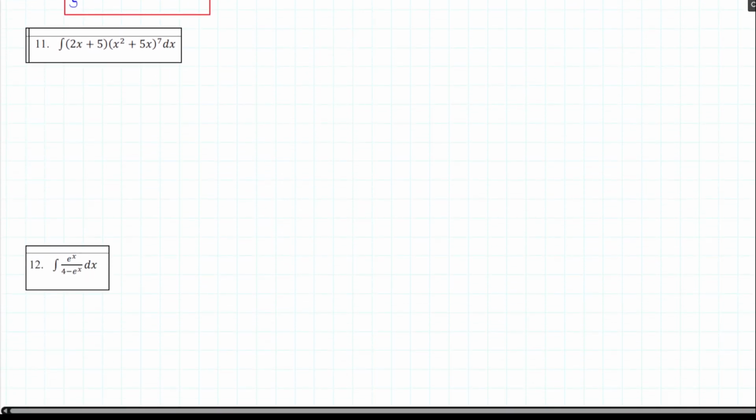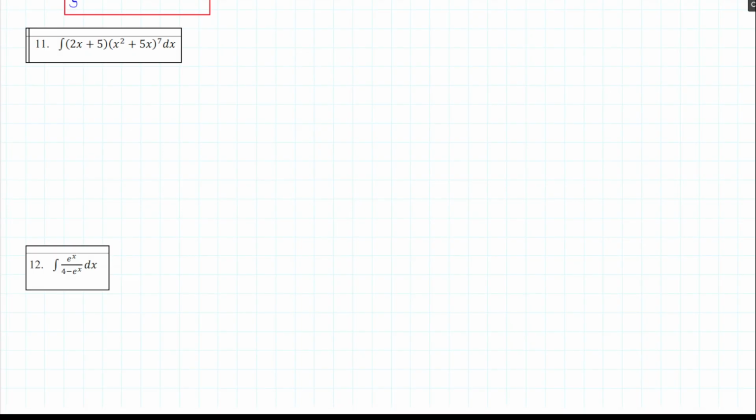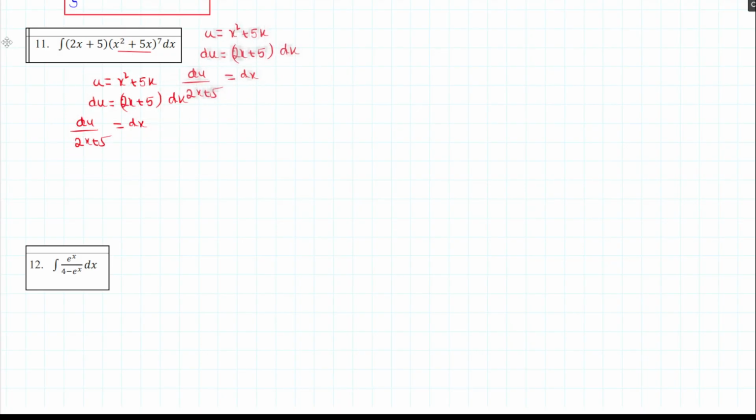Let's see this problem. So we have the integral of (2x plus 5) times (x squared plus 5x) to the power 7 dx. You can see the derivative of this function is available outside. So you can choose u equal to x squared plus 5x. Then du is (2x plus 5) dx. So dx is du over 2x plus 5. Now let's keep it aside.